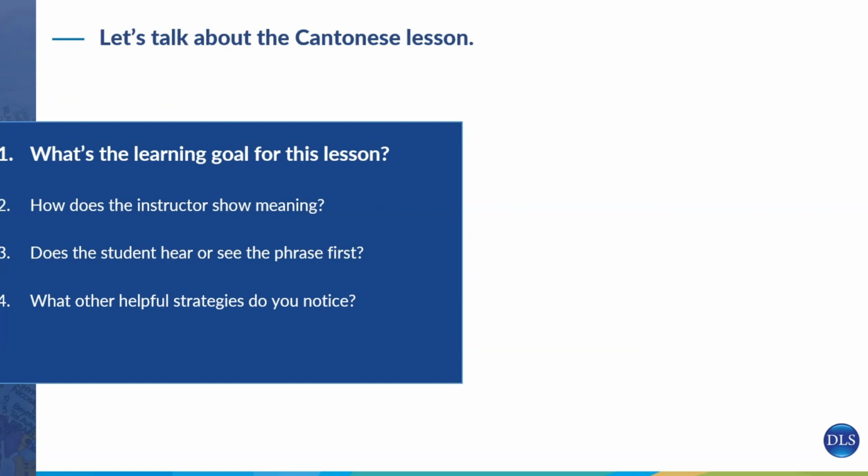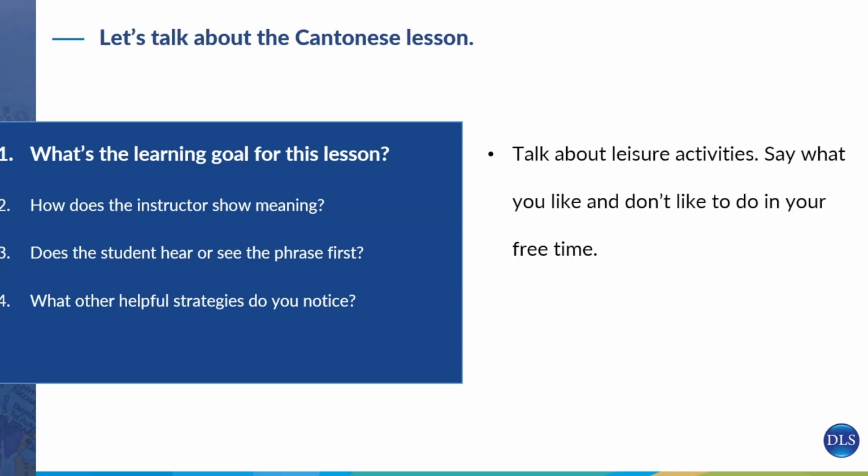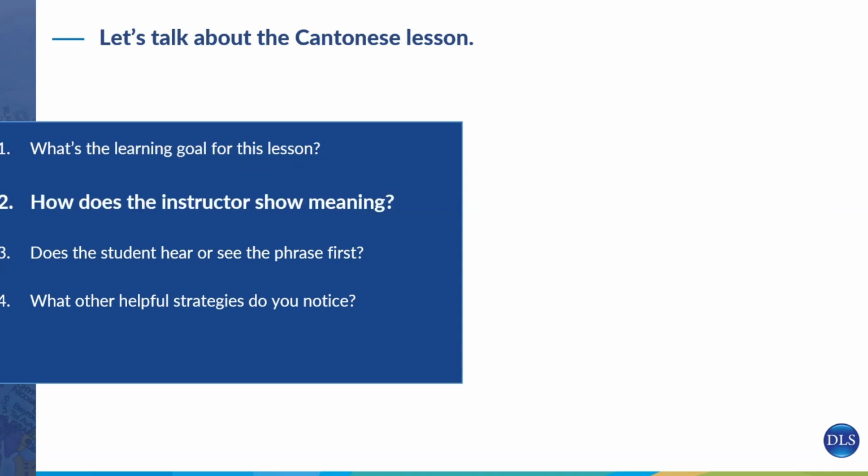Okay, so let's talk about that. The learning goal for this lesson was to talk about leisure activities, saying what you like and don't like to do in your free time. The instructor shows meaning to this beginner level student who doesn't understand everything that the teacher is saying by using pictures, gestures, and repetition. And these are strategies that you can employ with your beginner level students.